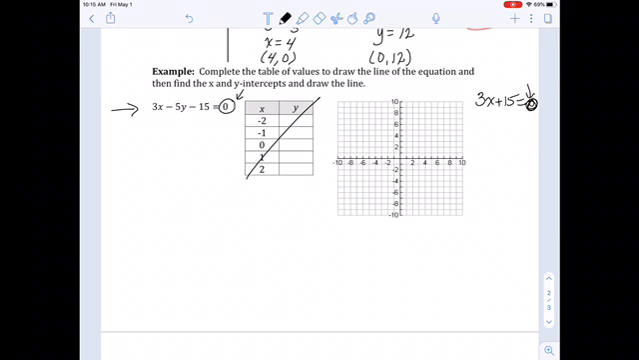So here we've got 0. That's kind of weird, isn't it? But that's okay. Let's find our x-intercept and our y-intercept, okay? So if I want to find my x-intercept, I know that y is equal to 0.